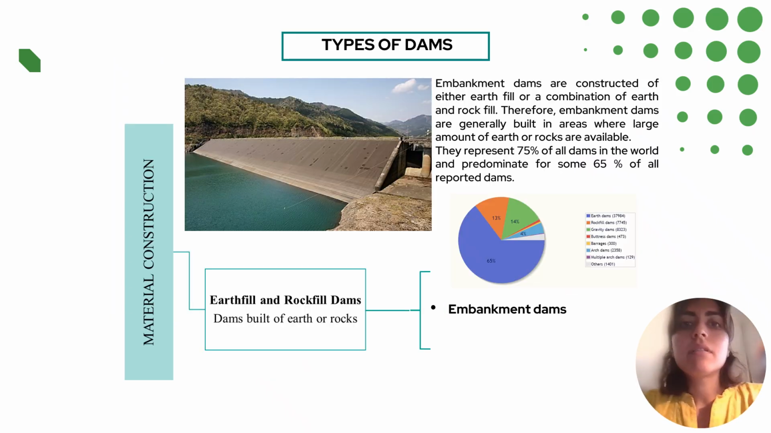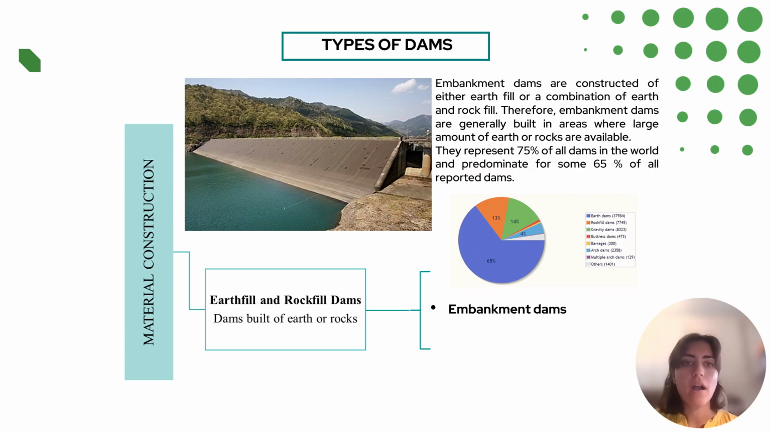Then there are the embankment dams, which belong to the category of earthfill and rockfill dams. These structures are built using natural materials such as earth, rock, or a combination of both. For this reason, they are usually constructed in areas where large amounts of soil or rock are easily available, making them cost-effective compared to concrete dams.